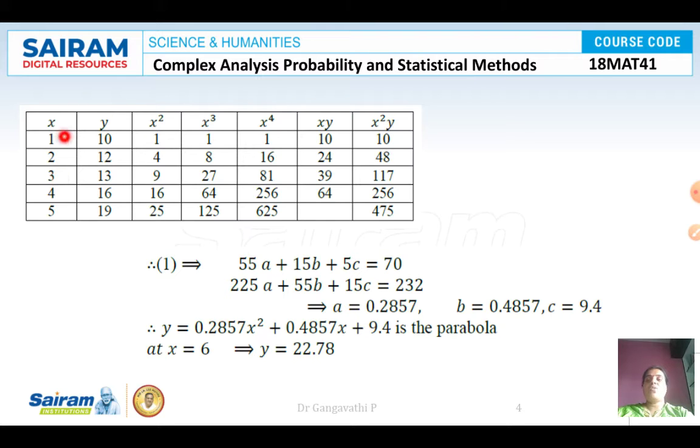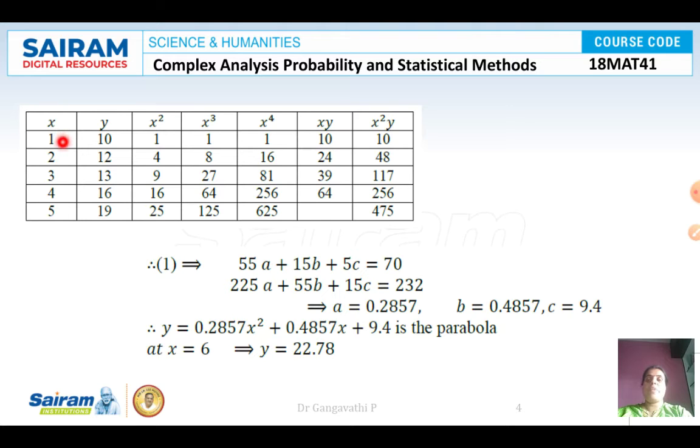The given values of x and the given values of y are tabulated. So square all the values of x and tabulate them here: 1 square, 2 square, 3 square, 4 square, 5 square. Cube the values of x and tabulate them here: 1 cube, 2 cube, 3 cube, 4 cube and 5 cube. Similarly, again x to the power of 4.